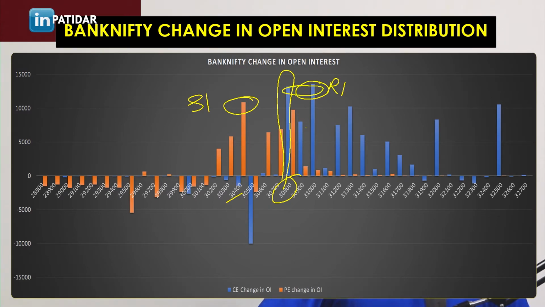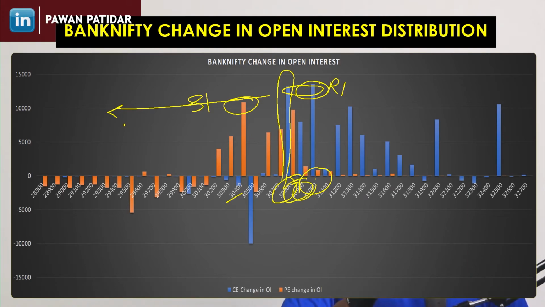It means people who have made the position at R1 are again selling at 30,900. It means people are expecting that Bank Nifty will go down. That's why they are making the position at 30,900. So Bank Nifty change in open interest is indicating that it will go down. It indicates today's picture and it also indicates what is going to happen tomorrow as well.